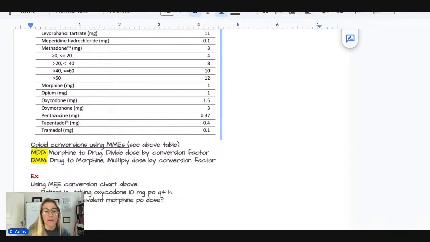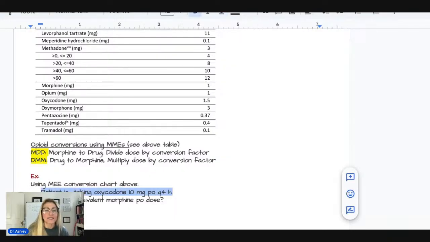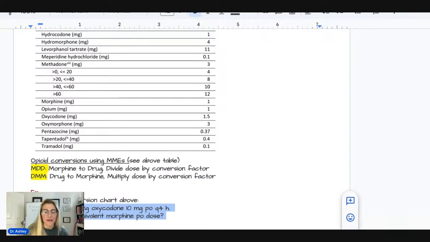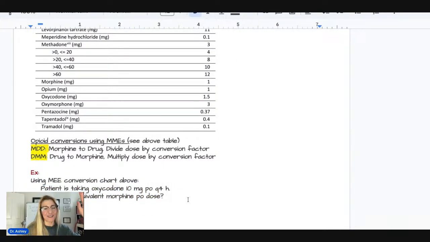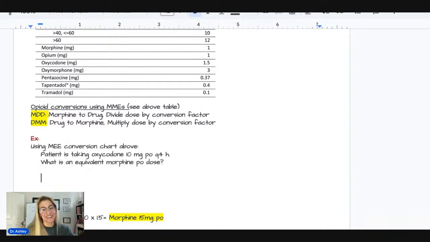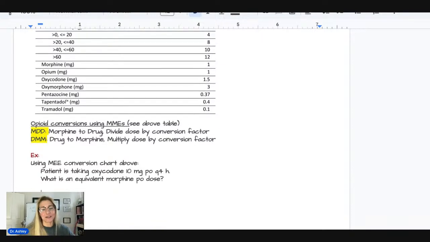Okay, so here's our example right here. Using the MME conversion chart above, a patient is taking oxycodone 10 milligrams PO Q4H. What is an equivalent morphine PO dose? Okay, let's highlight this. All right, super simple. Let's do this on every question. Make a practice of doing this.